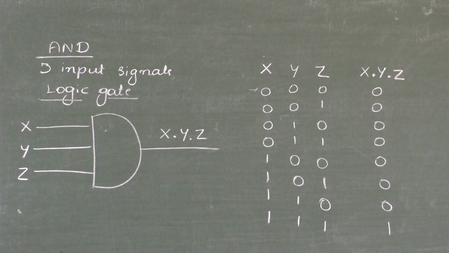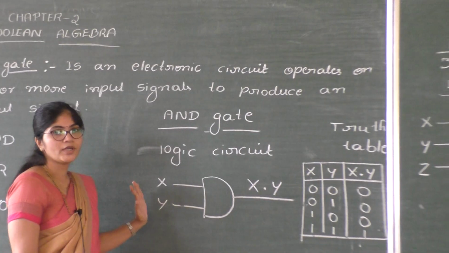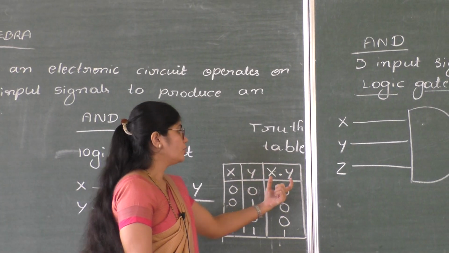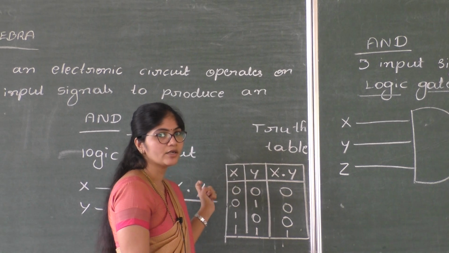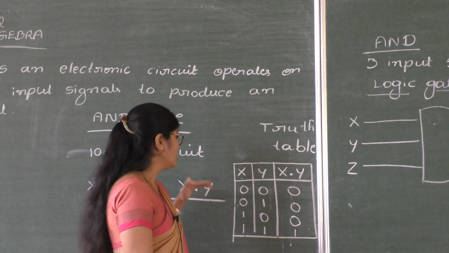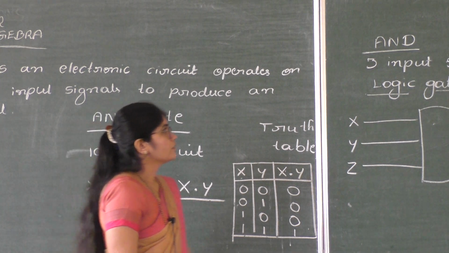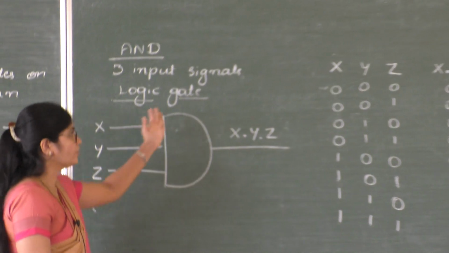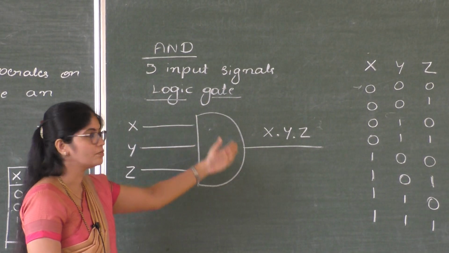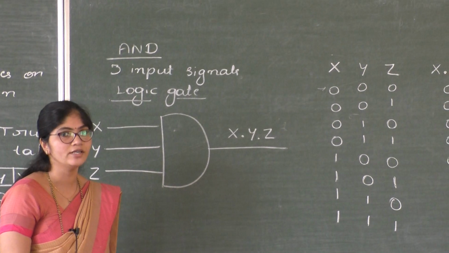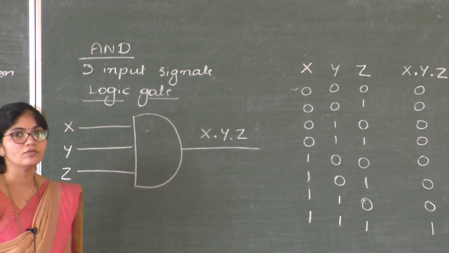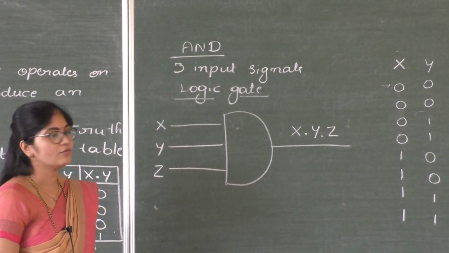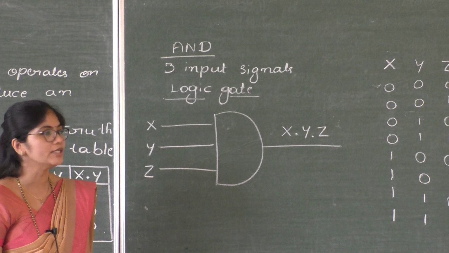So this is the logic circuit for 2 variables or 2 input signals, and this is the truth table for 2 input signals X and Y. If there are 2 input signals or 2 variables, 4 combinations are there. This is the 3 input logic gate X, Y, Z. If there are 3 inputs, then there should be 8 combinations of zeros and ones. In AND gate, if any one of the input signals is 0, then output is 0. If all the input signals are 1, then output is 1.